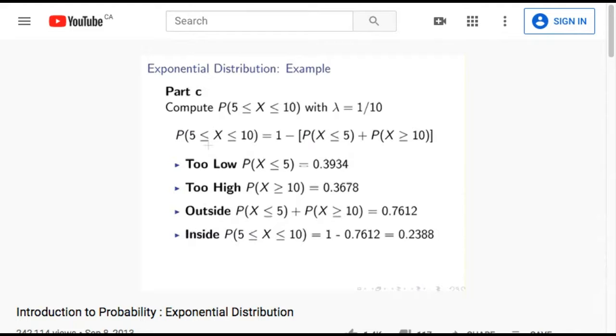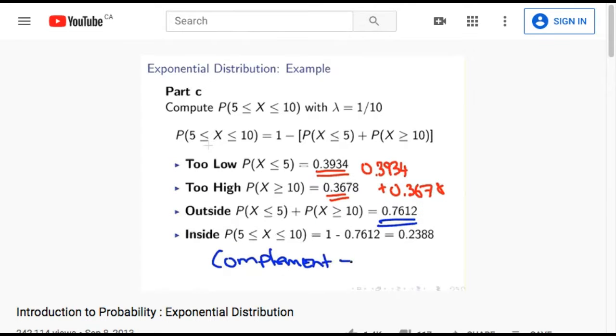So the probability of being too low, probability of x less than or equal to 5, was 0.3934. Again, that's something we've done earlier. The probability of being too high, probability of x greater than or equal to 10, is 0.3678. So the probability of being outside is just adding those two numbers together. So it's 0.3934 plus 0.3678, and then we get our answer there, that's 0.712. Again, you might get slightly different numbers depending on how you rounded it on the calculator. So the probability of being inside the interval is the complement of that.